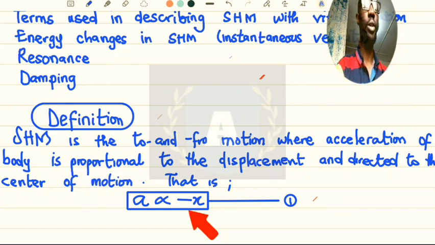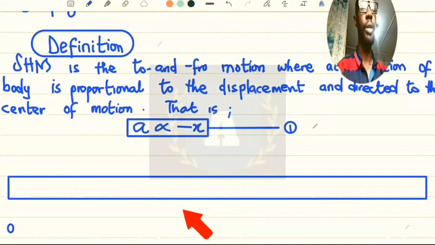So any object or system undergoing simple harmonic motion, we have two things that are out of phase. Acceleration and displacement are never the same. They are never in the same projection. So acceleration is out of phase with displacement. That is what this minus sign here indicates. So you can pause the video and rewind, then listen again. Okay, that is the meaning of the minus sign as it is there.